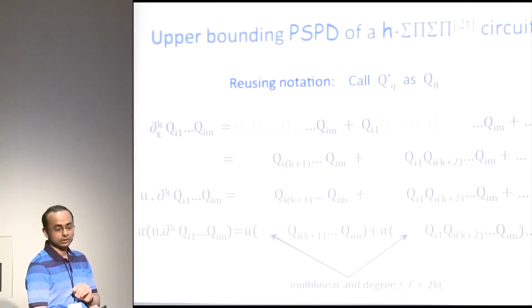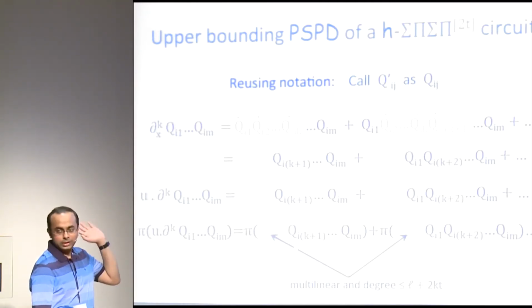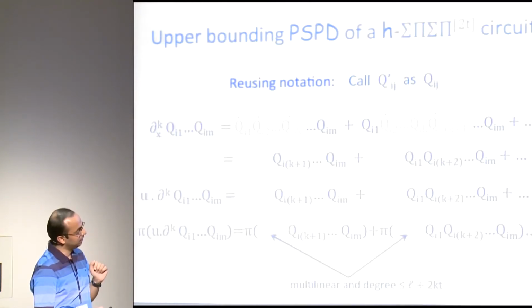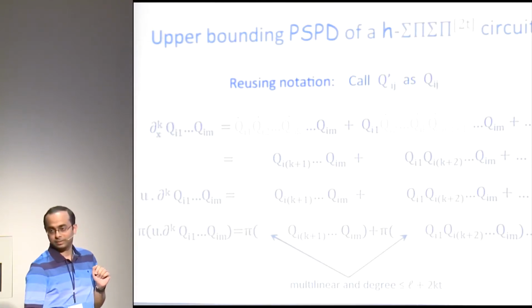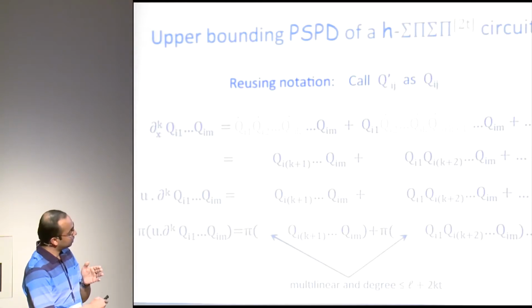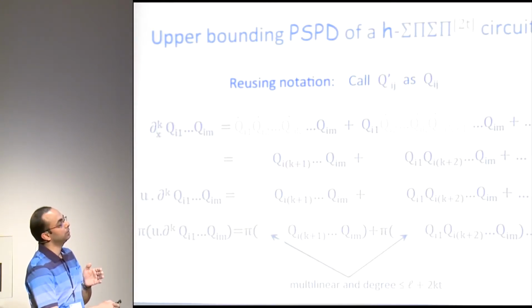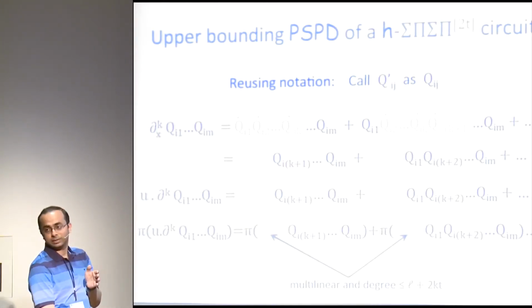And now you apply the projection. When you apply the projection, if you look at these green parts, all the non-multilinear monomials will get killed. What would be left would be only multilinear monomials of degree at most L plus 2kt, because the projection will kill everything else off. So now see that every such term can be expressed as a sum of these terms, where you can assume that these are multilinear monomials of degree at most L plus 2kt.